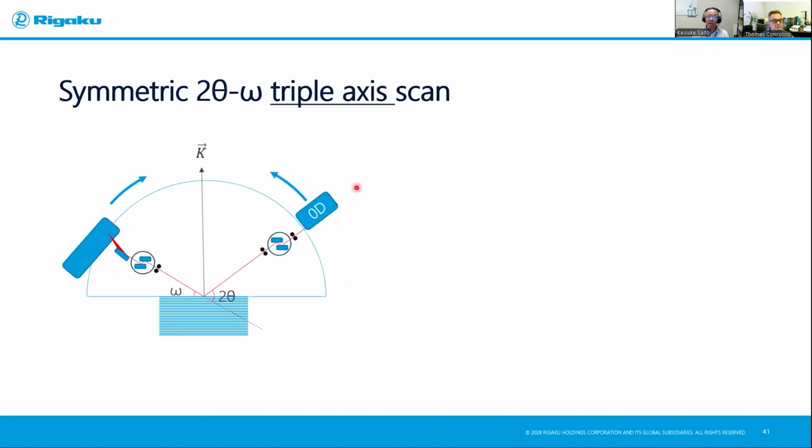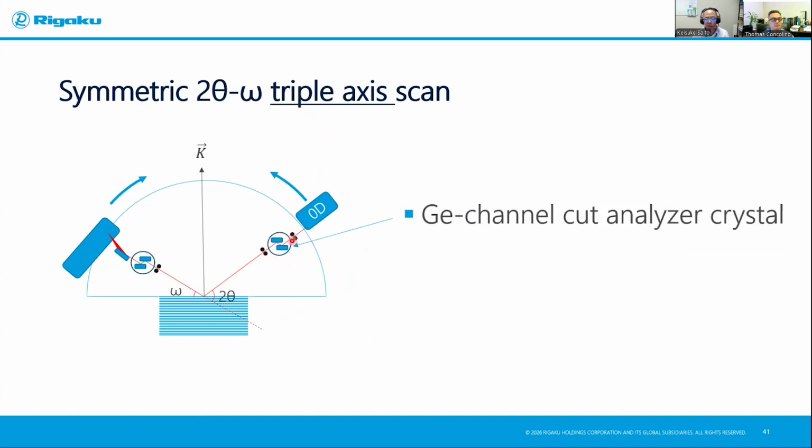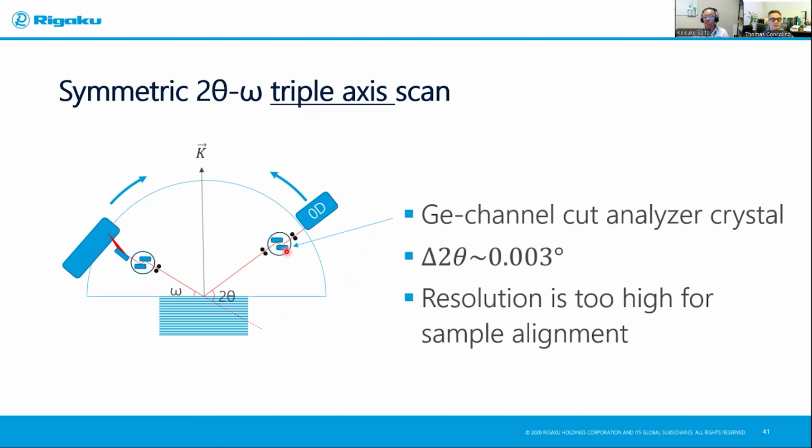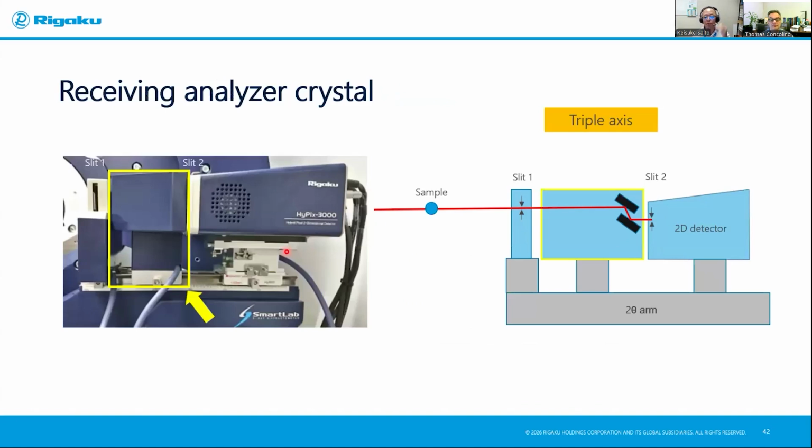And sometimes you may need to have triple axis. If you're familiar with XRD, sometimes you hear this terminology. Triple axis, what is this? For triple axis, we put an additional channel-cut germanium crystal on the receiving side. This improves the 2 theta resolution down to 0.003, which is very high resolution. However, this resolution is a little too much to align the sample. For a single crystal, like I discussed at the very beginning of the slide, you need to align your crystal, otherwise you don't get anything. But for this alignment, you need to have poor resolution.